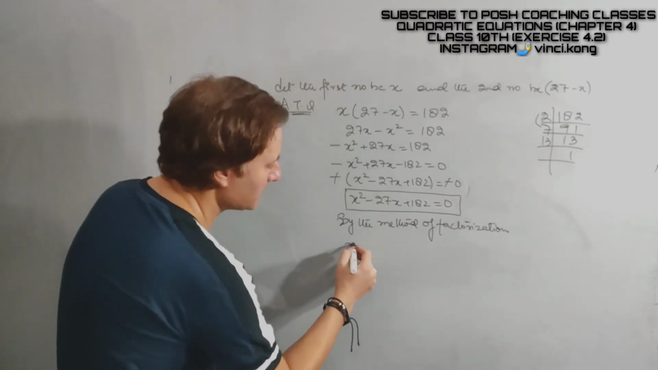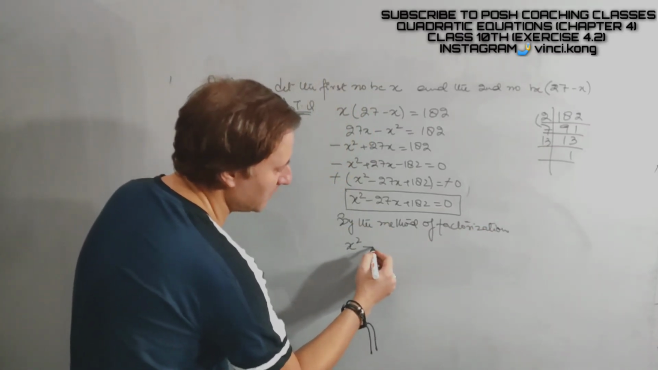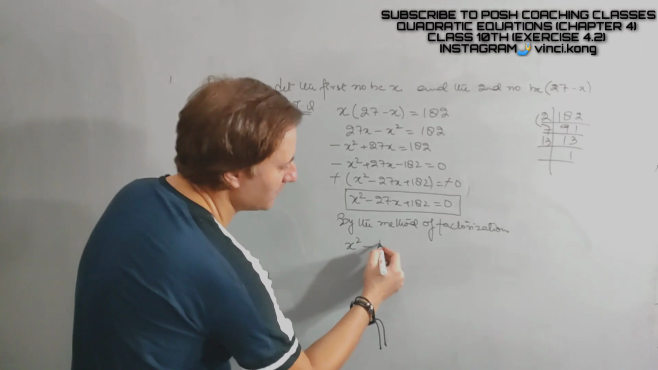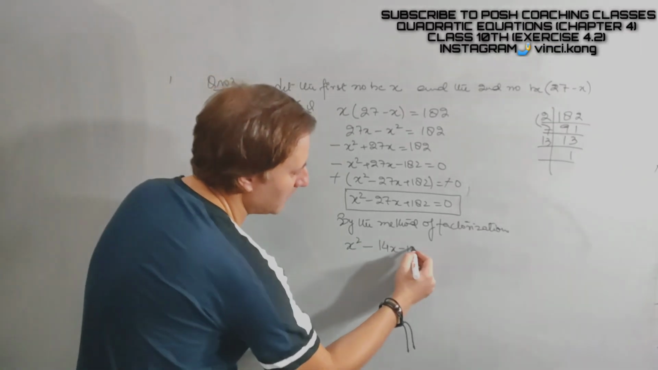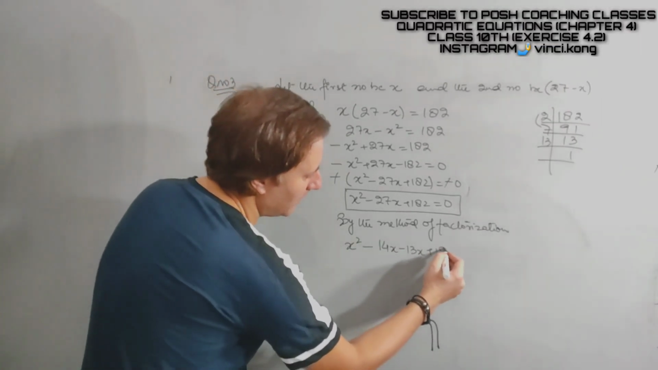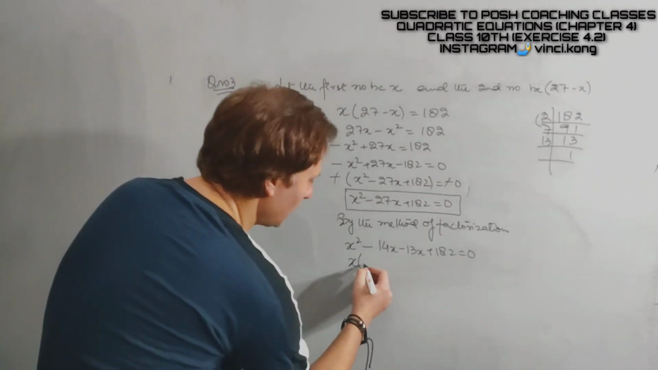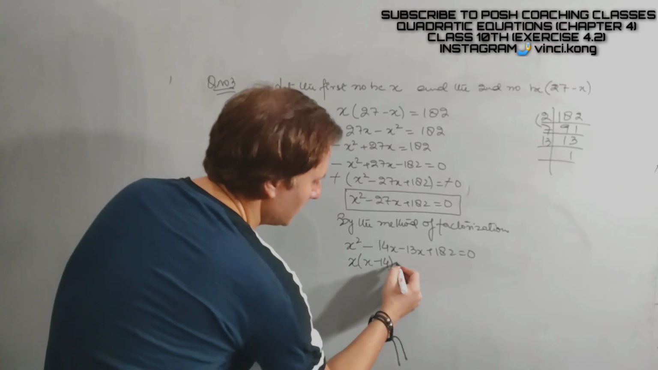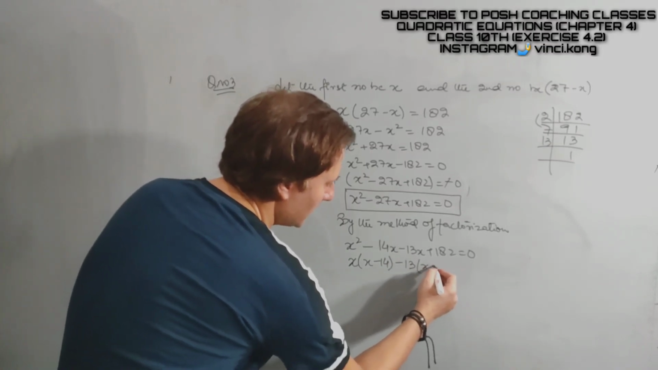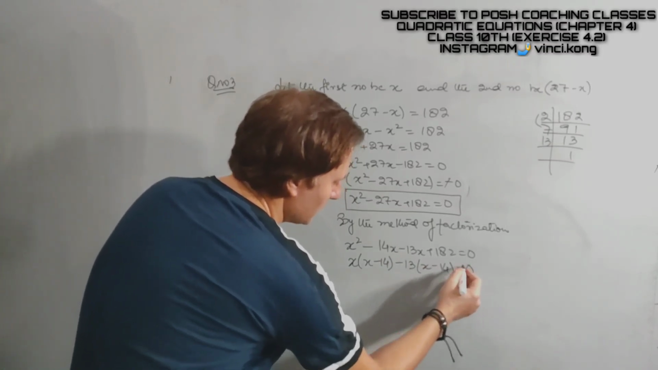What I'll do, I'll just split the middle term: x squared minus 14x minus 13x plus 182 is equal to 0. Now let's take x common. It is x minus 14, then 13 common, x minus 14 is equal to 0.